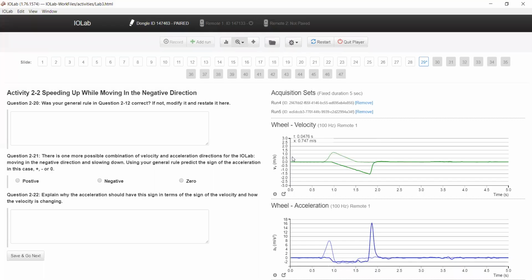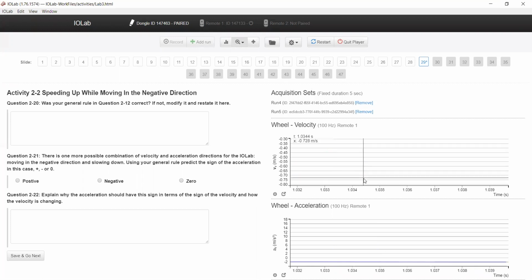Okay, time for the general rule. If you are speeding up in a positive direction, it will result in a positive sign of the acceleration. That's what we have seen now. If you are speeding up in a negative direction, it will result in the negative sign of the acceleration.